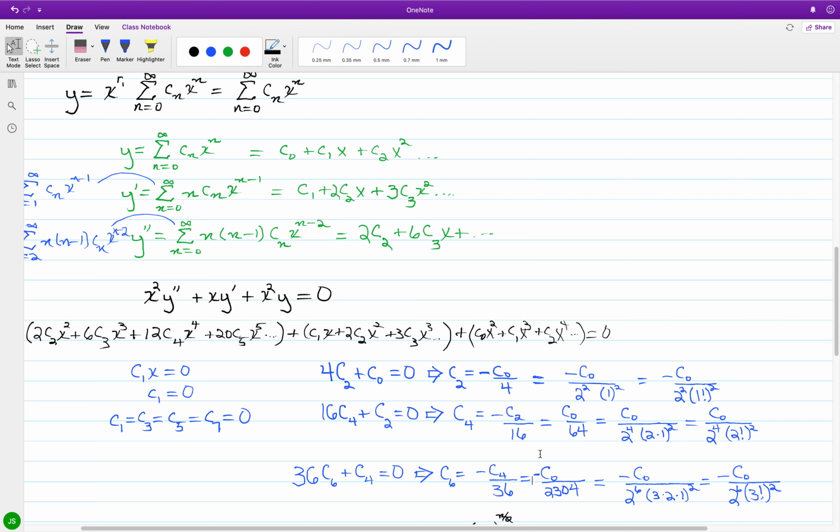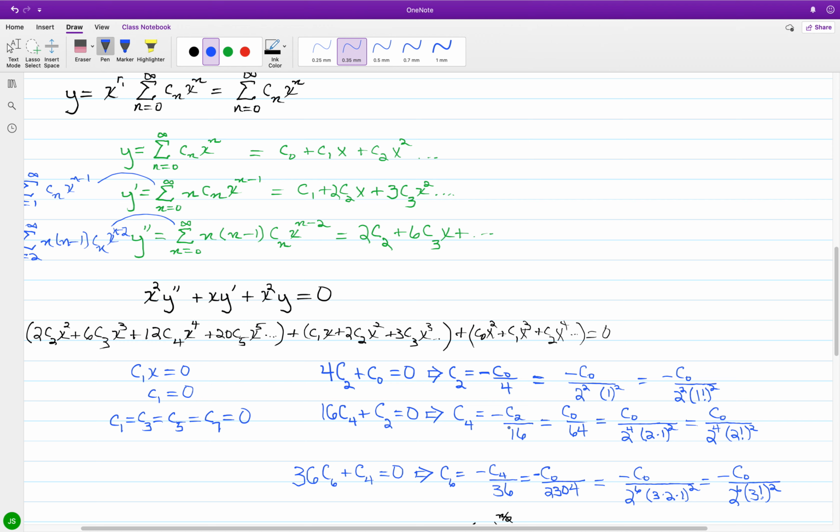And now I'm going to provide a bit of a shortcut, and we have with c of 2, now we have negative c naught over 4, and I'm going to break this up in terms of powers of 2 and powers of factorials. And here we have negative c naught, and we have over 2 squared times 1 squared, and 1 is going to be 1 factorial.